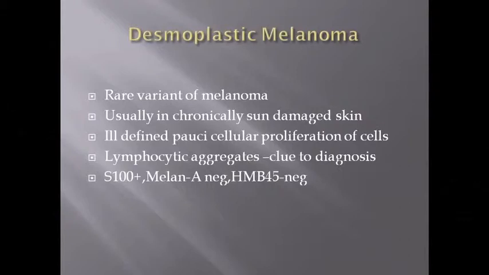Electron microscopy has shown that the cells forming desmoplastic melanoma are not purely melanocytic. They still retain some of the fibroblastic characteristics. For that reason, they don't show the staining characteristic of melanocytic cells purely. So that is why they are melanA negative and HMB45 negative, and they're only positive for S100.